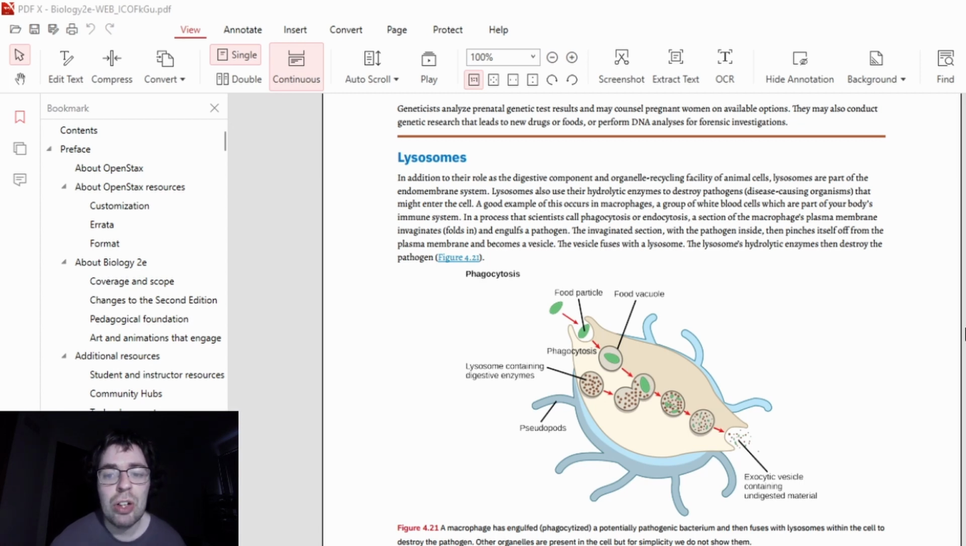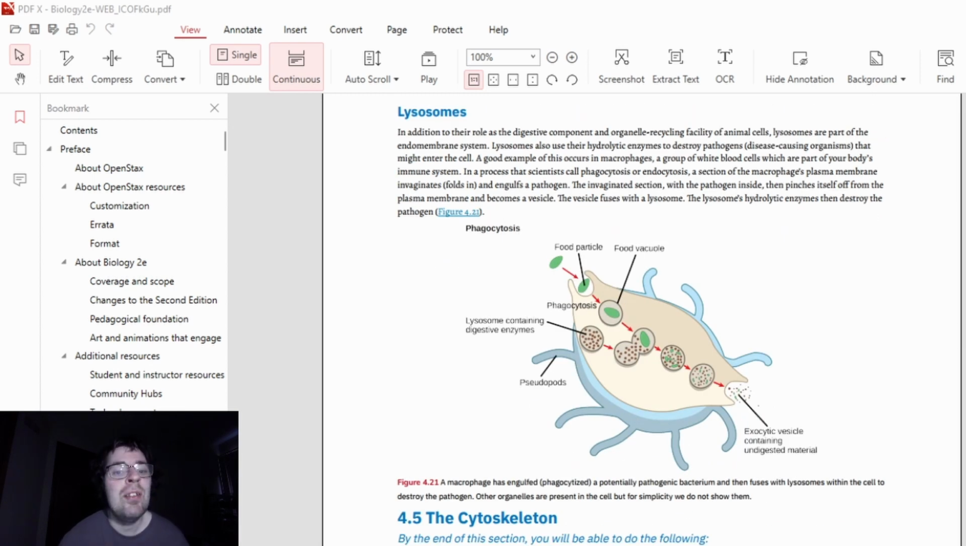A good example of this occurs in macrophages, a group of white blood cells which are part of your body's immune system, and a process that scientists call phagocytosis or endocytosis. A section of the macrophage's plasma membrane invaginates, or folds in, and engulfs the pathogen. The invaginated section with the pathogen inside then pinches itself off from the plasma membrane and becomes a vesicle. The vesicle fuses with the lysosome, and the lysosome's hydrolytic enzymes then destroy the pathogen.